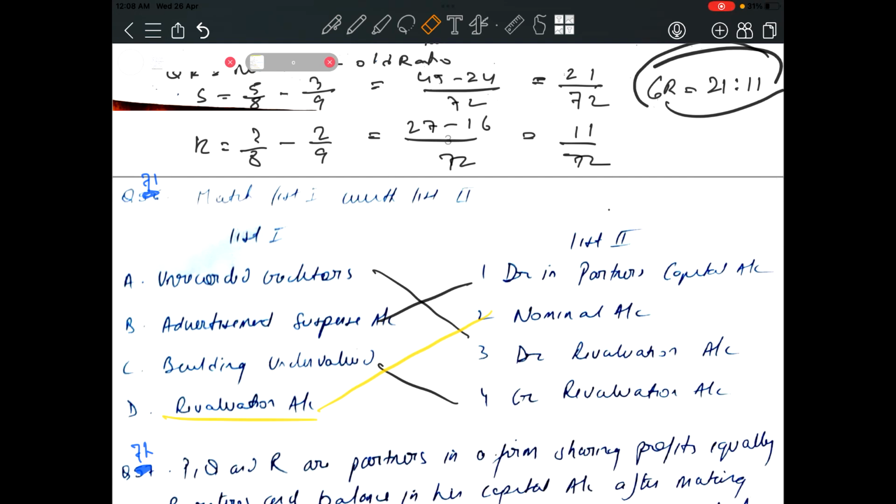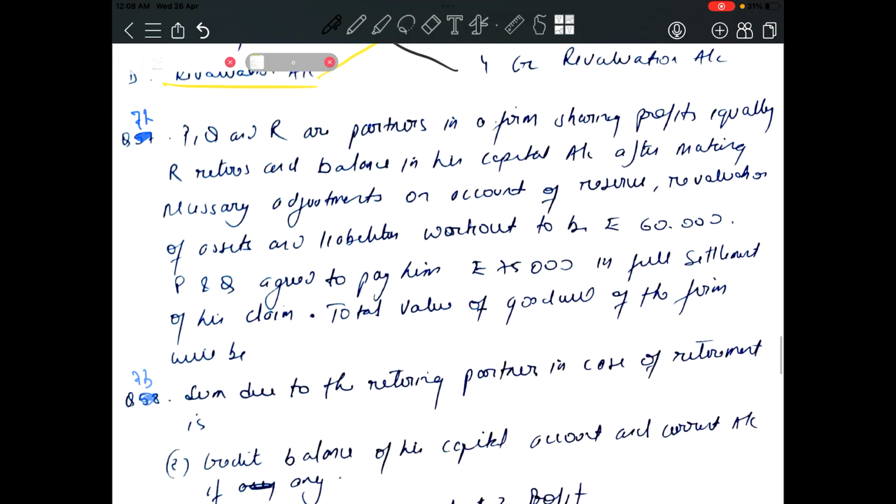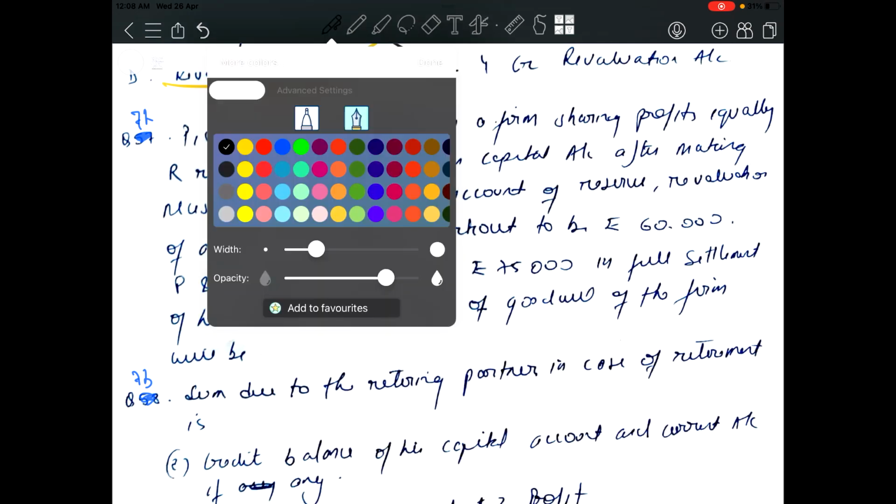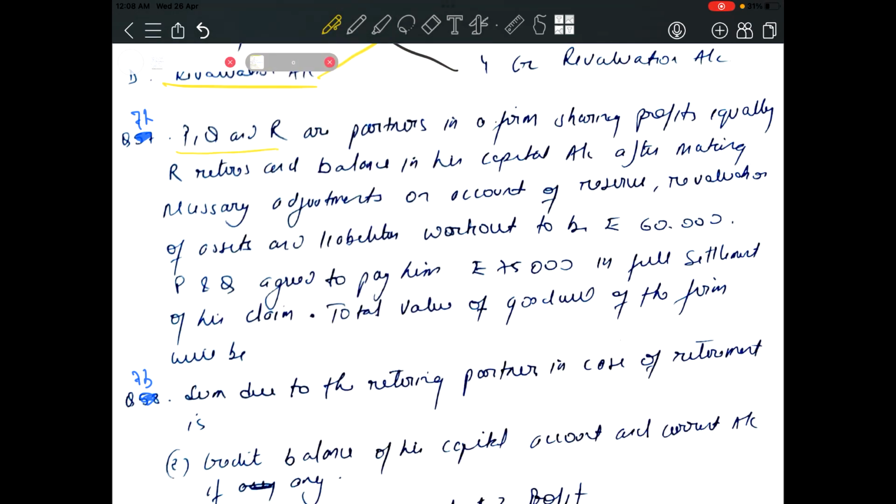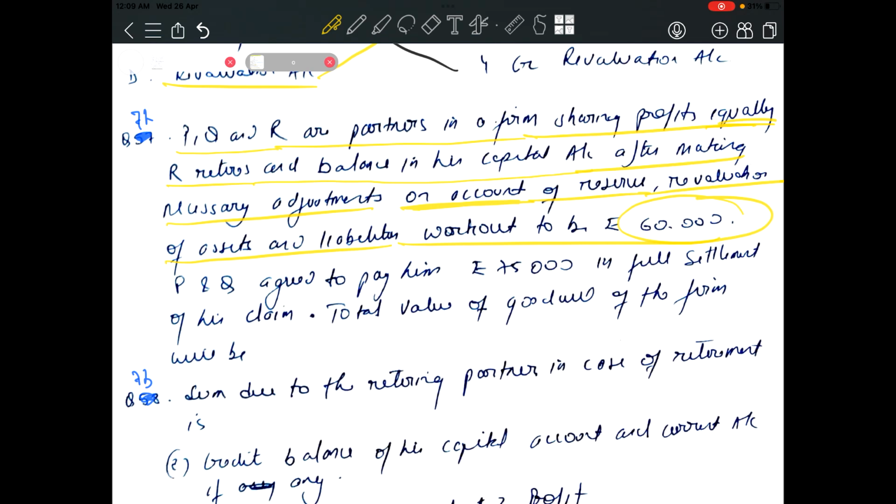Now let's move on to question number 72. Let's see what question number 72 is saying. P, Q and R are partners in a firm, sharing profits equally. R retires and the balance in his capital account, after making necessary adjustments on account of reserves, revaluation of assets and liabilities, works out to be 60,000.